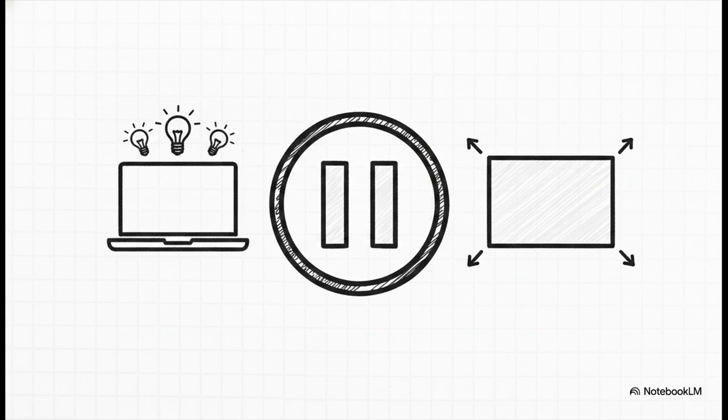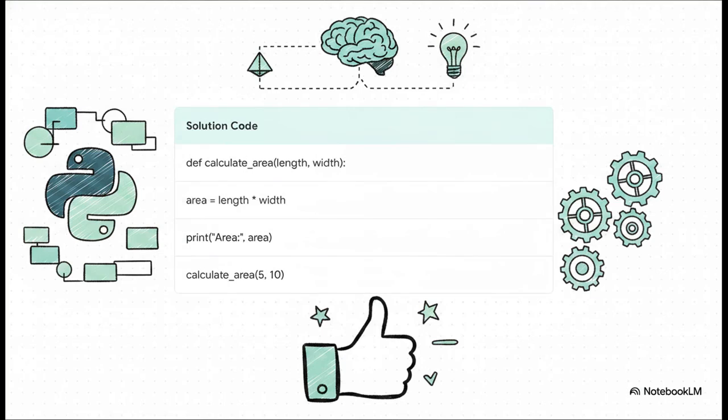Okay, now it's your turn. I want you to actively practice this. Seriously, pause this explainer right now, open up your code editor, and try writing a function that calculates the area of a rectangle. Remember, the formula is just length multiplied by width. Go ahead, I'll wait. Welcome back.